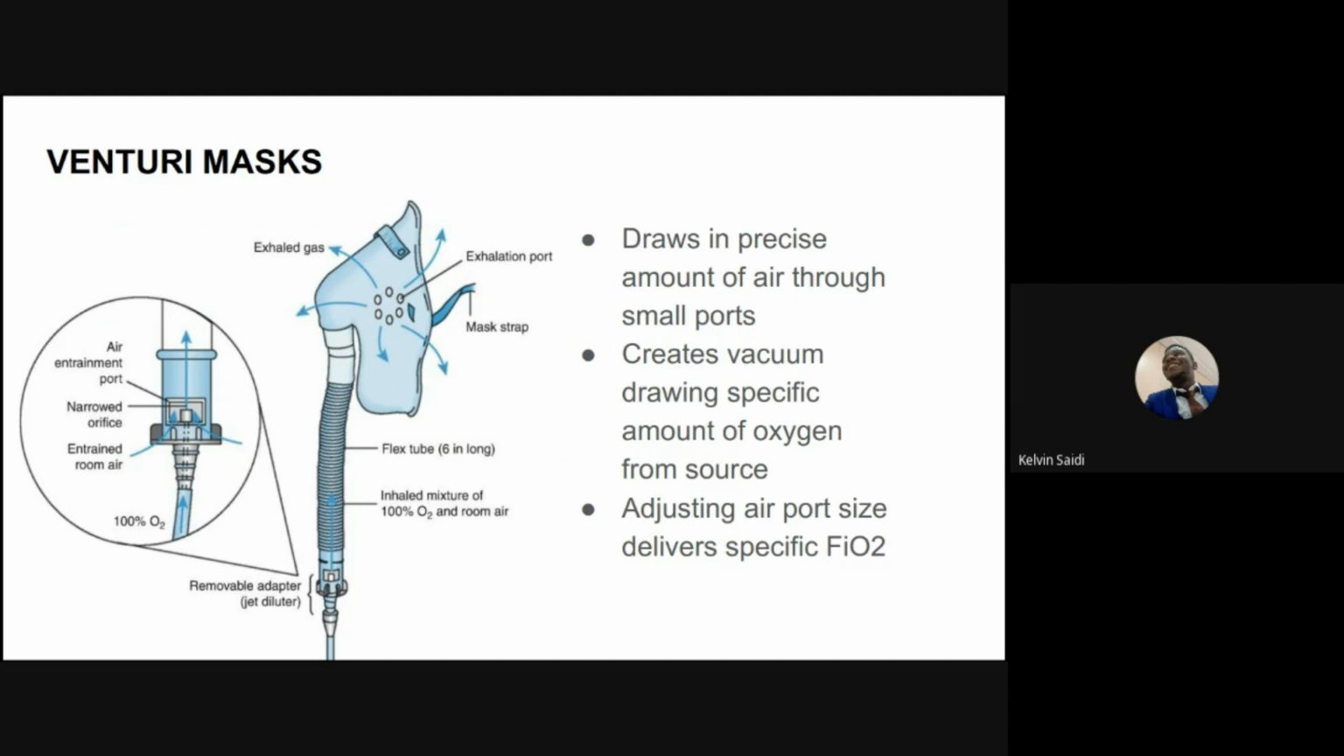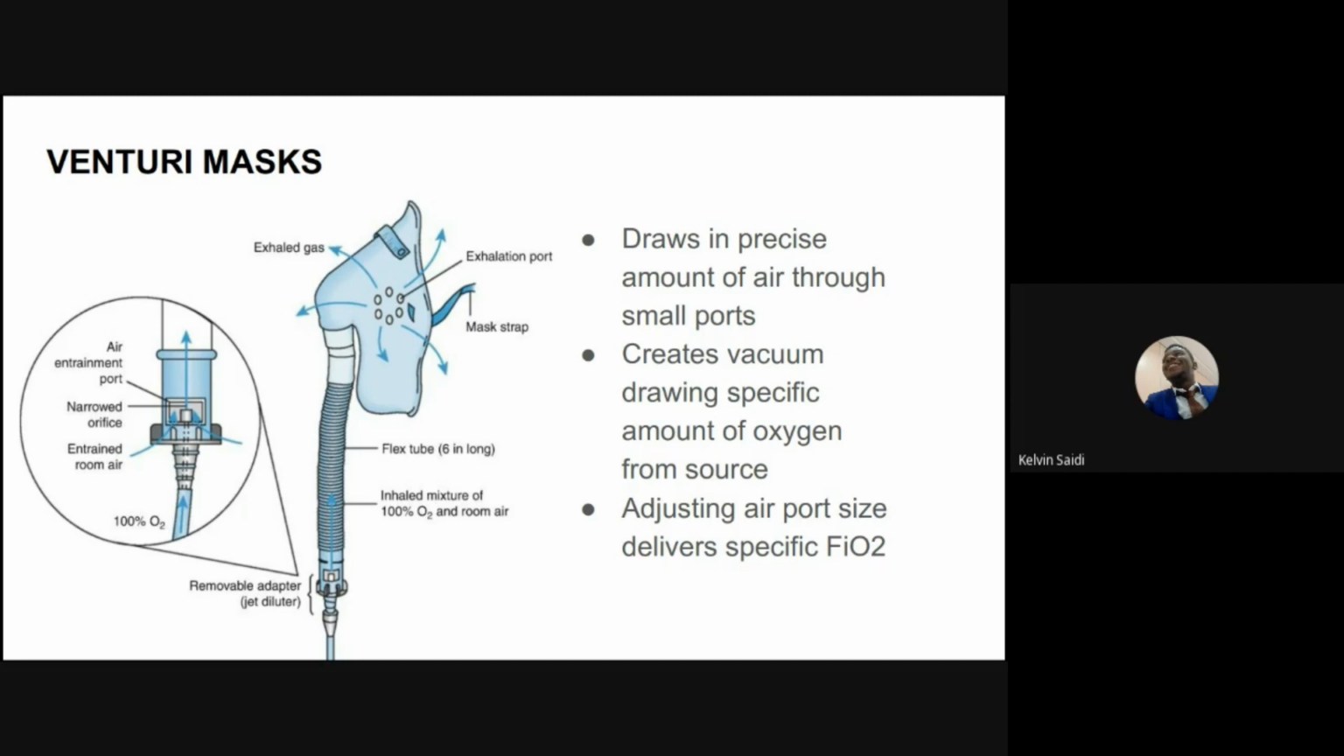So in the context of a Venturi mask, the Venturi principle is used to draw in a precise amount of air through small ports in the mask, which create a vacuum, and this vacuum draws in a specific amount of oxygen from an oxygen source. So by adjusting the size of the ports, a specific FiO2 can be delivered to the patient. So this allows for precise controlled oxygen delivery, which is important for patients who have respiratory problems or require a specific FiO2 to maintain adequate oxygenation.